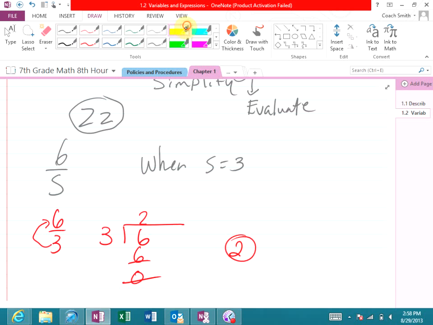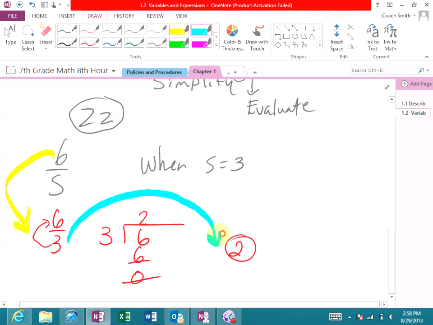Okay, to go from here to here, we substituted. Okay, to go from there to there, we simplified. So this was substitution. This was simplify. Okay, the two together means evaluate.